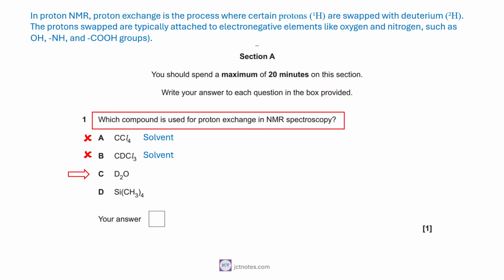The third option is deuterium oxide. It enables proton exchange, replacing labile protons with deuterium, causing their signals to disappear from the proton NMR spectrum. This is the correct answer.